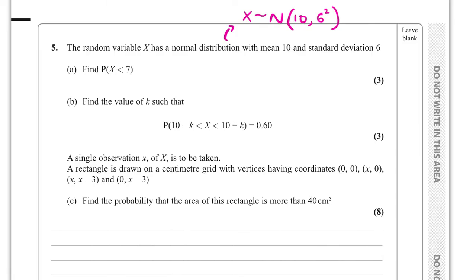Now it says find the probability of x being less than 7. So I need to change this to the probability of z being less than. Now what is the formula? It's x minus the mean over standard deviation. I've seen exam questions before where they put 25 here and people put 25 here when what should it be actually? 5 squared. So it should be 5 here. Please watch out for that. So 7 minus 10 divided by 6 is the probability of z being less than minus 0.5.